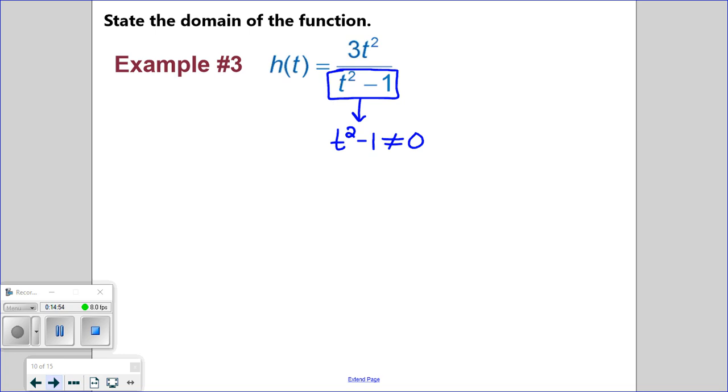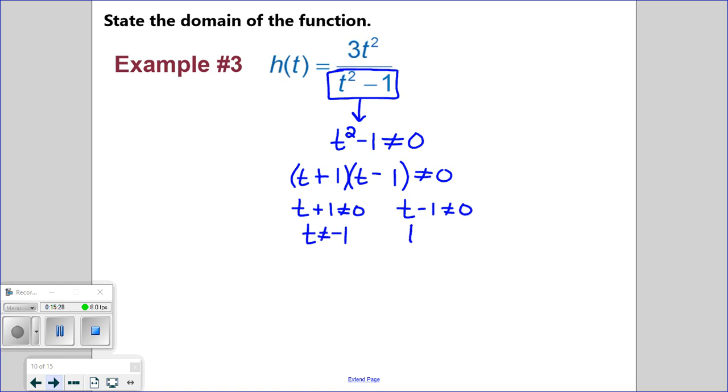T squared minus 1 cannot equal 0. I need to know what values of t that actually is. So if it's a quadratic, we would factor and solve for t. That is a difference of 2 squares. Remember, that's going to be 1 positive, 1 negative. Square root of t squared is t. Square root of 1 is 1. So t plus 1, t minus 1. Set each of those equal to 0. Not equal to 0 to solve. And I find out that t cannot equal negative 1 and t cannot equal positive 1.